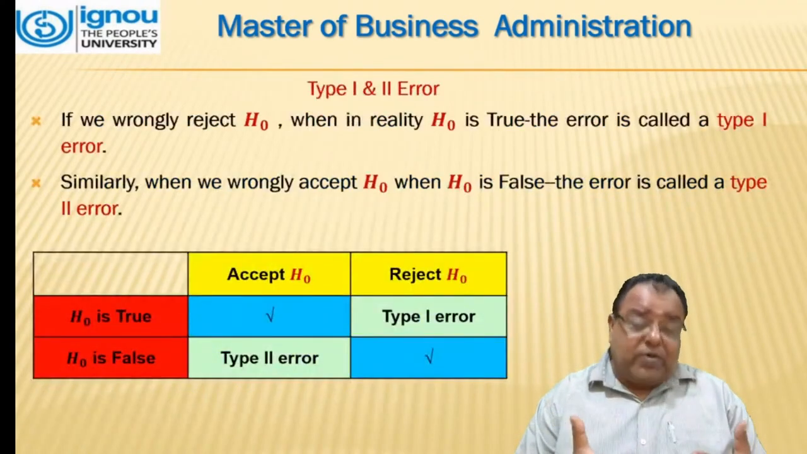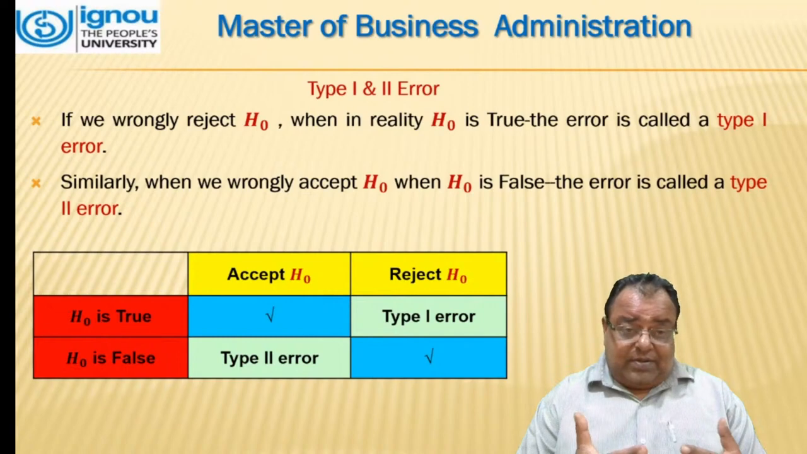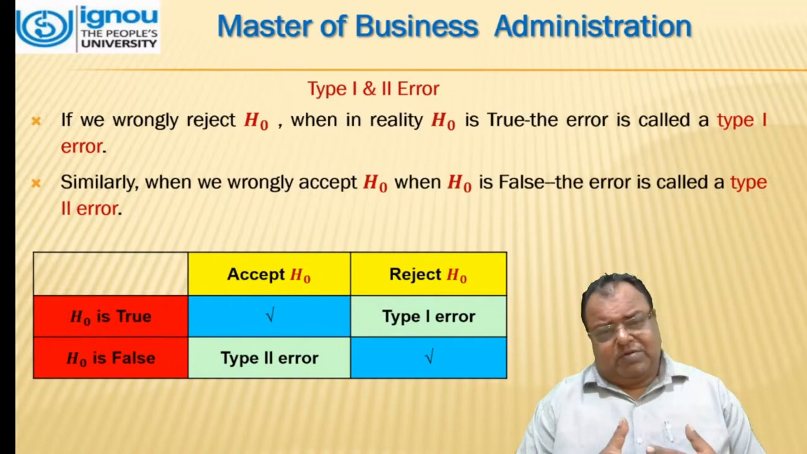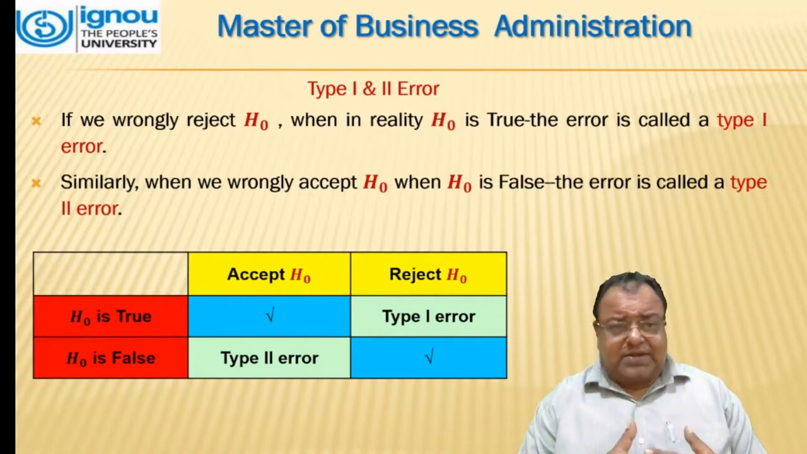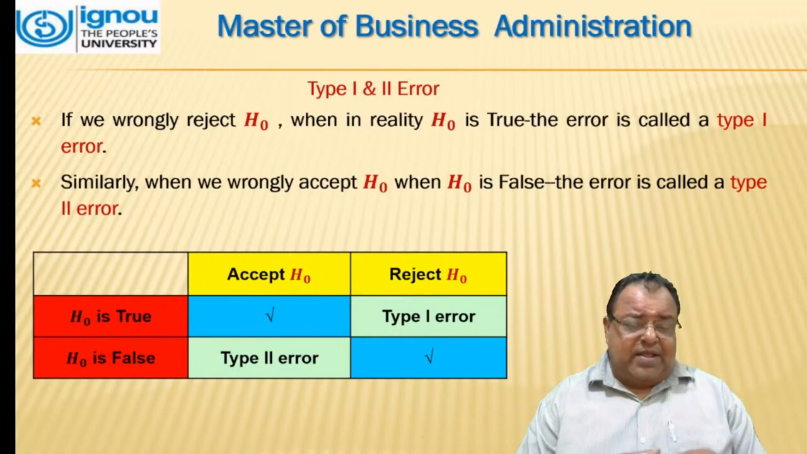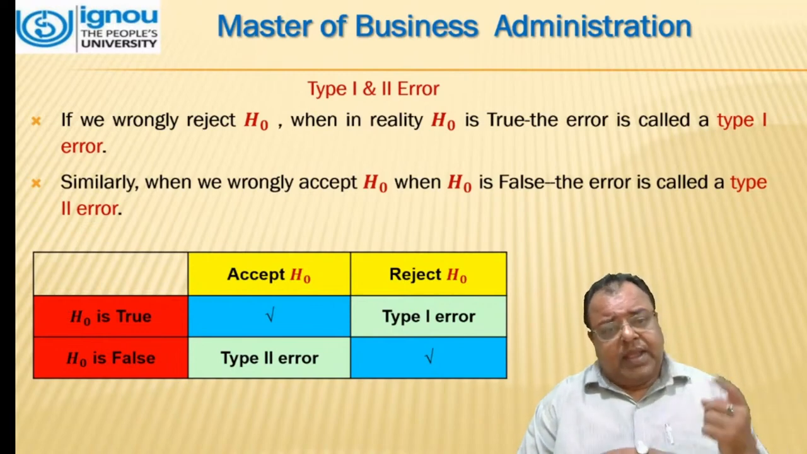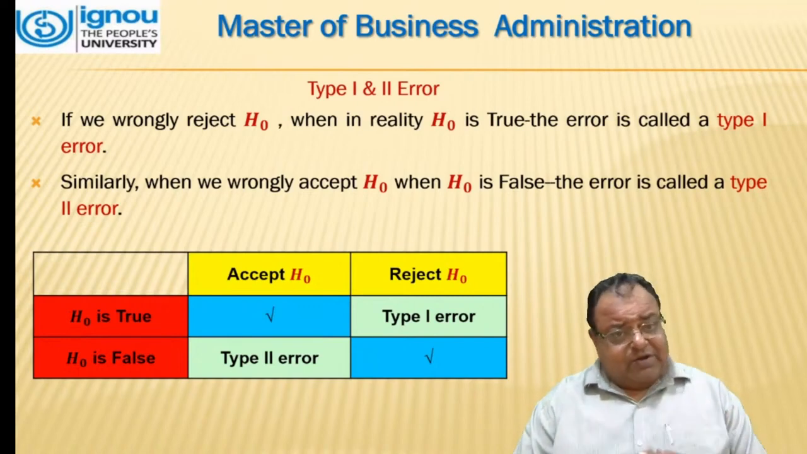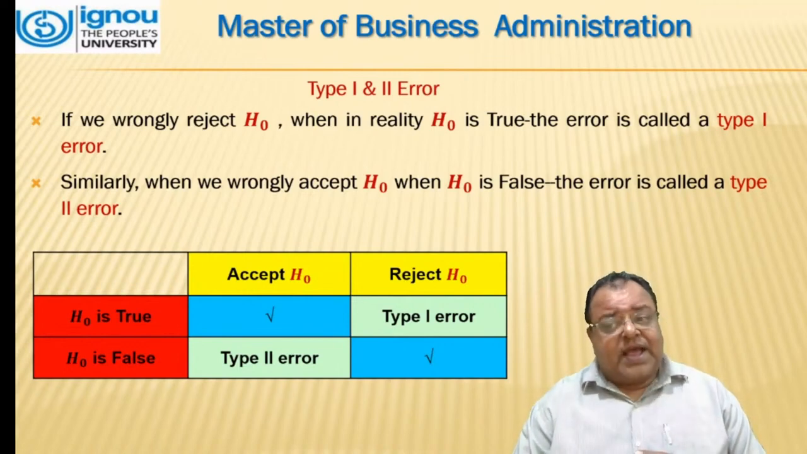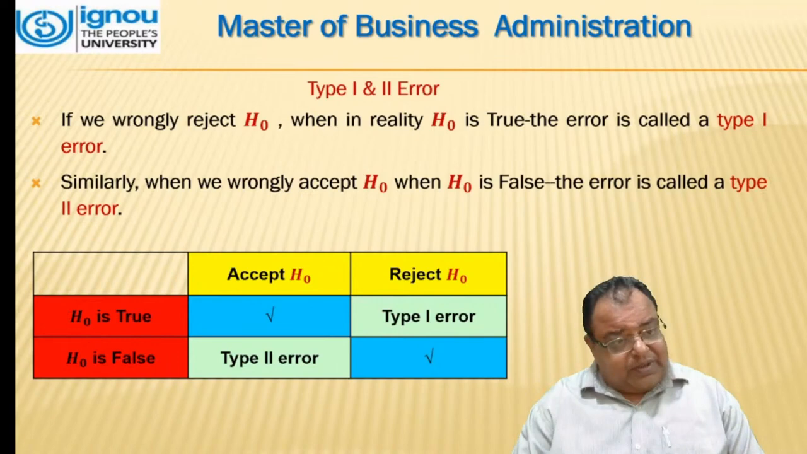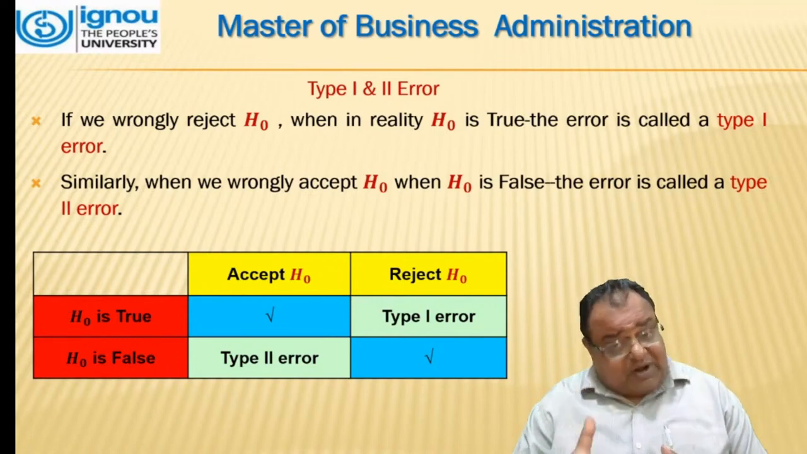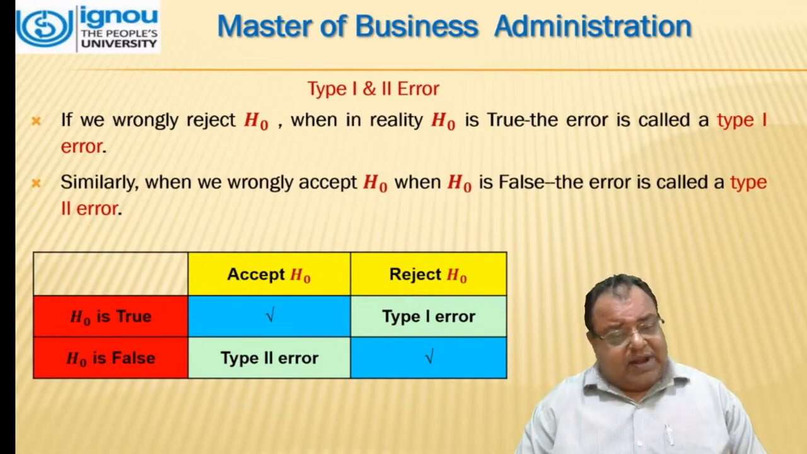Now, while doing this interpretation, we may draw wrong conclusions. This arises due to two types of error, type 1 and type 2. If we wrongly reject H0, when in reality H0 is true, the error is called type 1 error. Similarly, if we wrongly accept H0, when H0 is false, the error is called type 2 error.